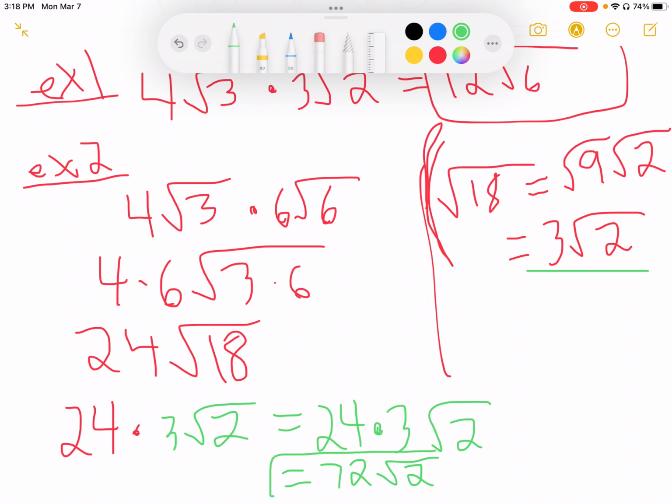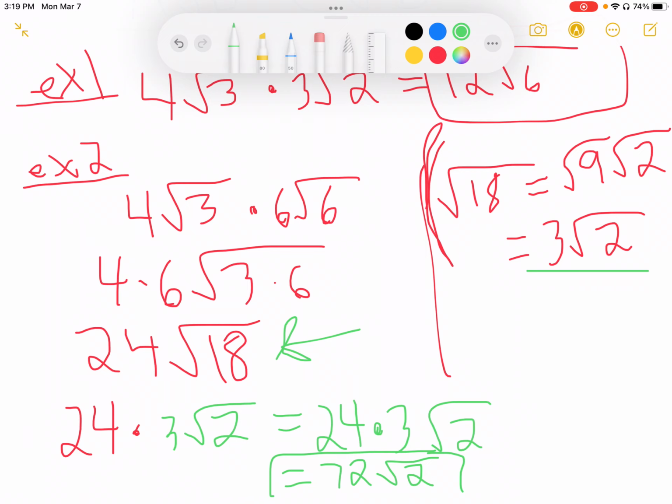You can see this form right here is a little bit simpler than what I had before, which was just 24 root 18. One way you can check is to get your calculator and multiply it all out just to make sure it checks out.